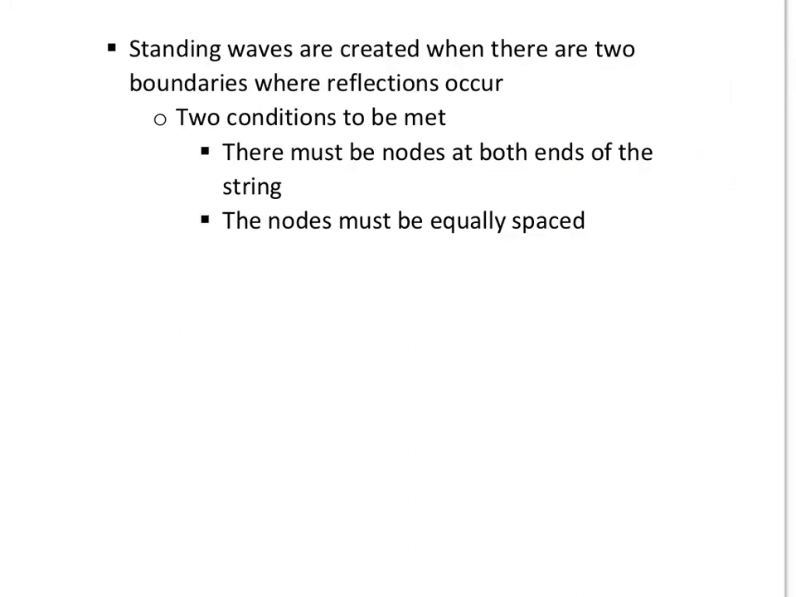What happens with a standing wave is you're going to have 2 boundaries and they're both reflecting. So in order for a standing wave to occur, you need 2 conditions. First, you need a node at both ends of the string, and second, those nodes need to be equally spaced. So one way to create a standing wave: 1, you need the 2 boundaries, 1 at either end, where there are nodes, and 2, those nodes must be equally spaced.